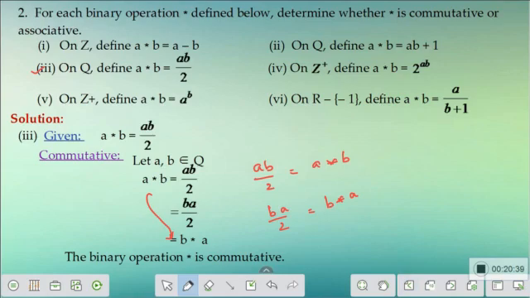Now let me define the sixth subdivision for you here. It is on the set R minus of minus 1. Define A star B equal to A by B plus 1. That is, you have a set of real numbers in which minus 1 is not included. So, the set of all real numbers excluding this minus 1, if you have an operation say A star B equal to A by B plus 1, you need to check whether this operation is commutative or associative.